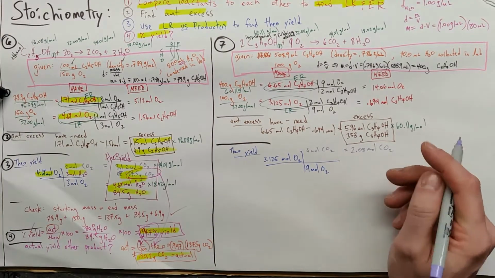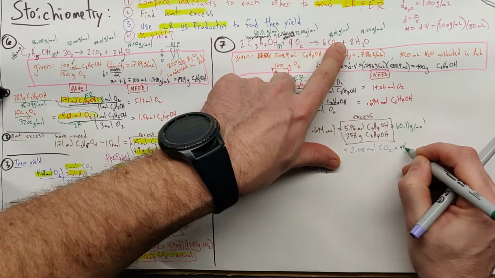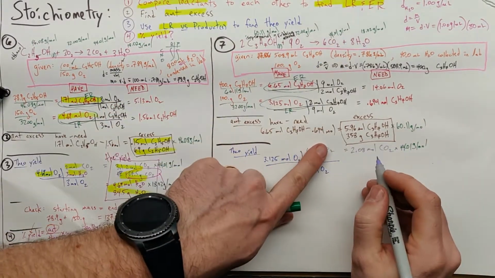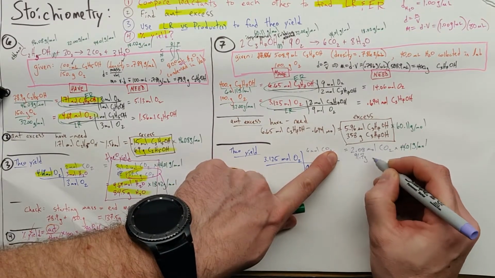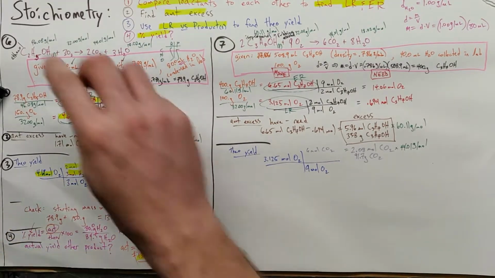And we can multiply that by our molar mass, which was 44.1 grams per mole. And we end up with, in this case, 91.7 grams of CO2. There's our theoretical yield of the carbon dioxide.